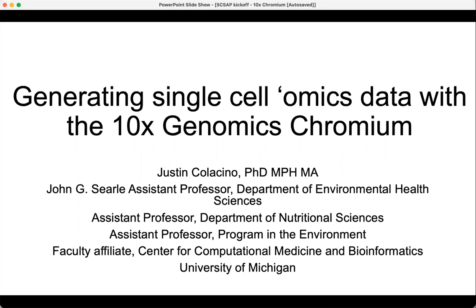I'm one of the PIs of the Single Cell Spatial Analysis program. And today I'm going to tell you just a little bit about generating single cell omics data with the 10x Genomics Chromium device, which we have available at the Advanced Genomics Core here at the University of Michigan.